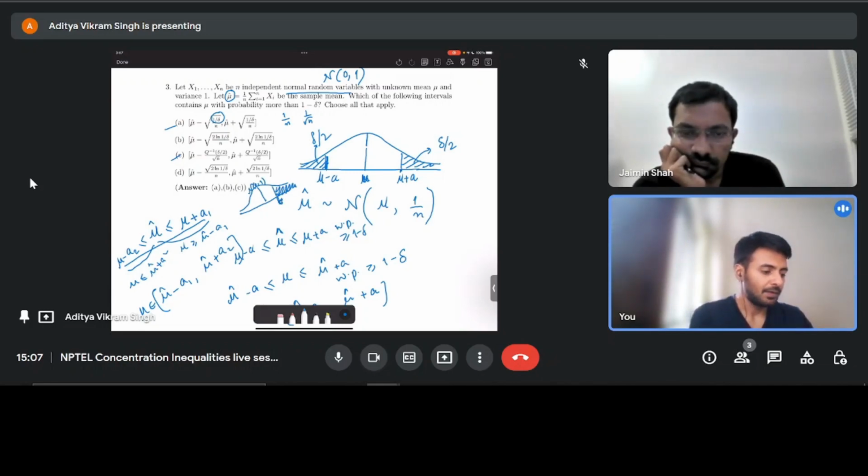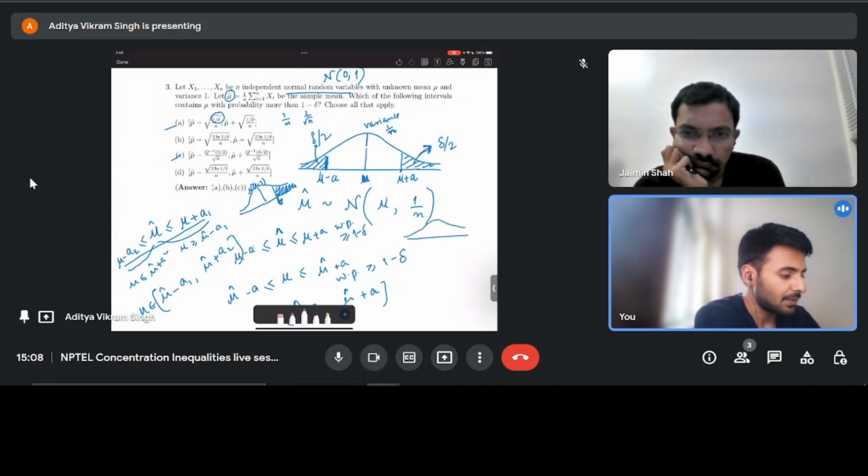Now this is for the standard normal. This is not standard normal; this has variance 1 by n. So what will happen is that this tail, suppose this is the new thing and it has variance 1 by n, then this area just becomes Q of root n t.